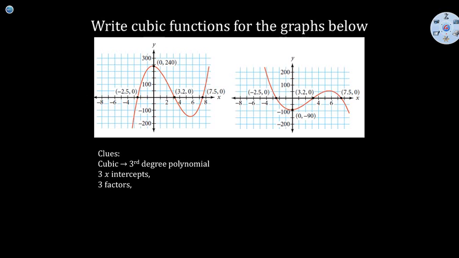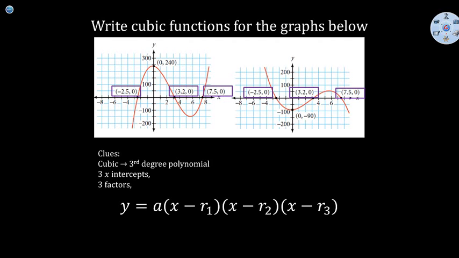So here are my x-intercepts for both graphs, and I immediately notice that the graph on the left and the graph on the right have the same x-intercepts, but they're obviously different graphs. So that means they're going to have different equations. One thing's going to be different about their equations. But we're going to start out with the factored form of a cubic. Here we have the factored form of a cubic.